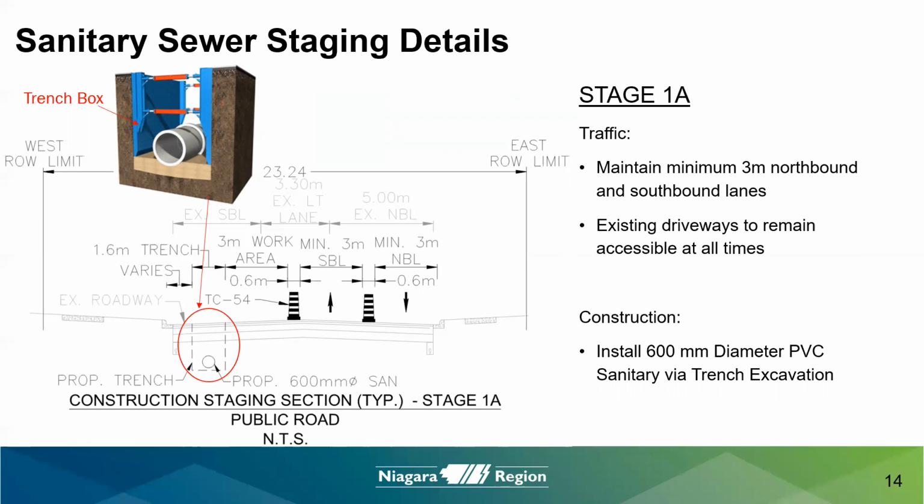This cross-section view is taken from a vantage point looking south along Ontario Street towards King Street and includes a typical detail of a trench box that will be used during construction. The proposed pipe size changes from 600 millimeters to 750 millimeters just south of Friesen Boulevard.